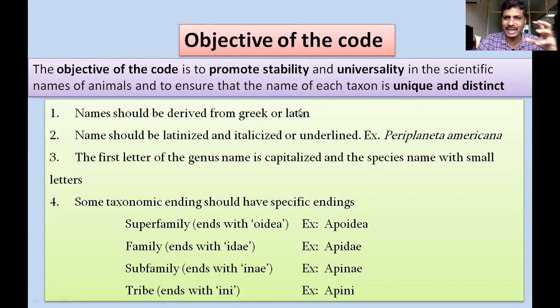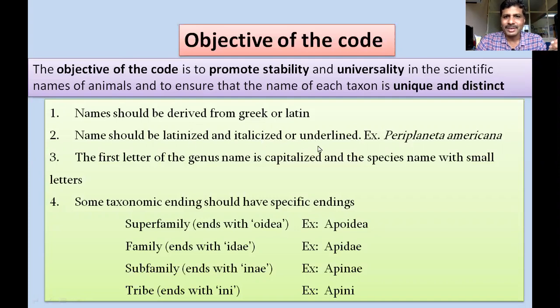Okay, so there are a few objectives, guidelines which ICZN has prepared. The first guideline is that the name should be derived from Greek or Latin. So you cannot use the direct names, the English names which you use normally. It should be Latinized. So you should convert that name to Greek or Latin, so that it becomes, for example, Shumagensis. So that's how we can change that term. The name should be Latinized or italicized and underlined.